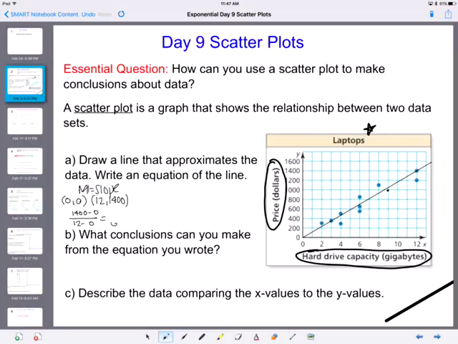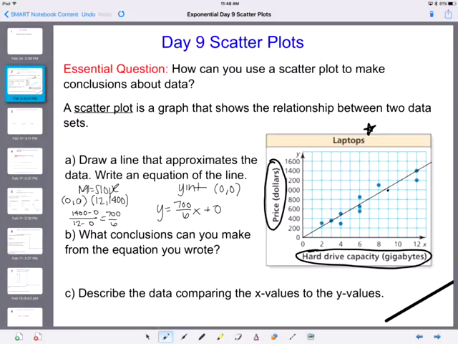12 divided by 2 is 6. 1400 divided by 2 is 700. 700 over 6. I then know my y-intercept. My graph started at 0, 0, so my equation of my line is y equals, my slope is positive 700 over 6, x plus 0. What conclusions can we make from the equation that we wrote?